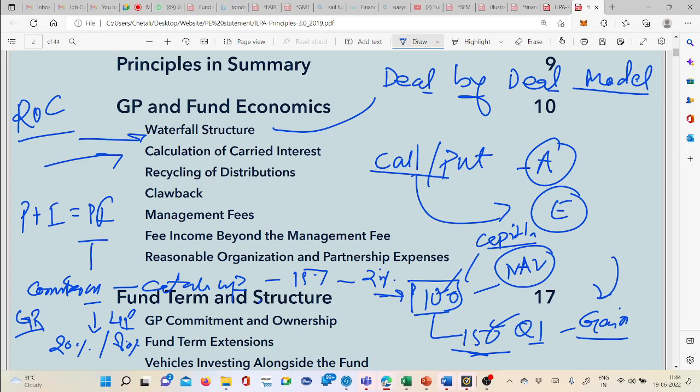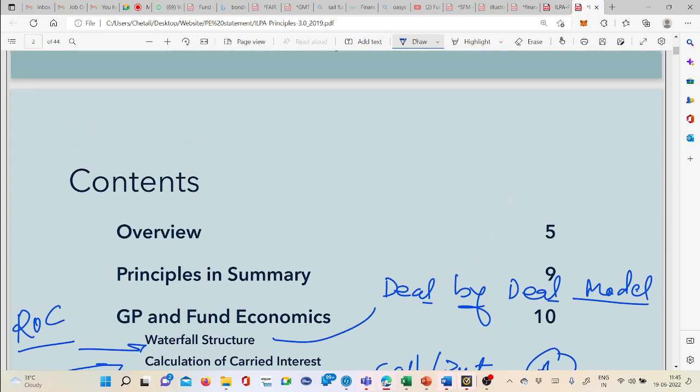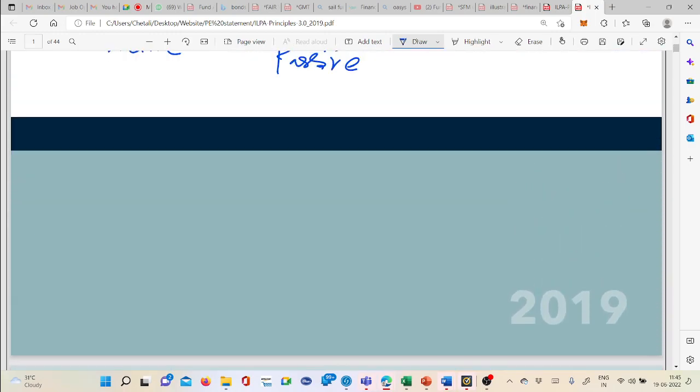Okay. Clawback. The word clawback, which is very fun. Clawback. But here the clawback means when the general partner receives carried interest. Let's say the general partner received carried interest in a private equity investment, 100 crores or 1000 crores, let's say.